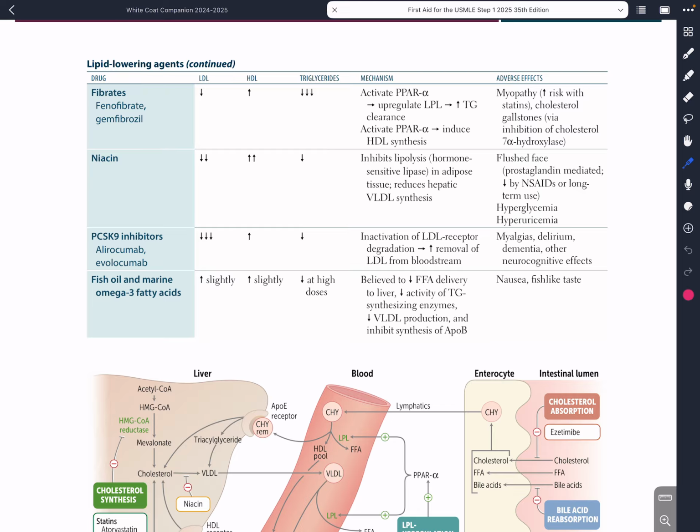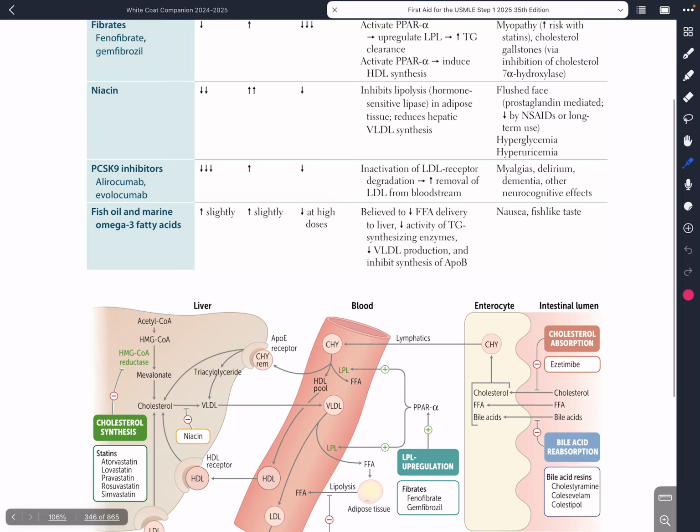An adverse effect of niacin is flushed face, which is prostaglandin mediated, and to prevent flushed face you can give NSAIDs or long-term NSAIDs. But niacin can also cause hyperglycemia and hyperuricemia. So niacin side effects are flushed face, hyperglycemia, hyperuricemia. For flushed face, you give them NSAIDs like Tylenol, Motrin.